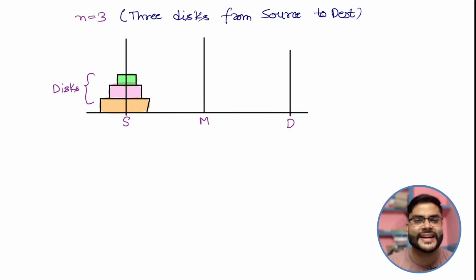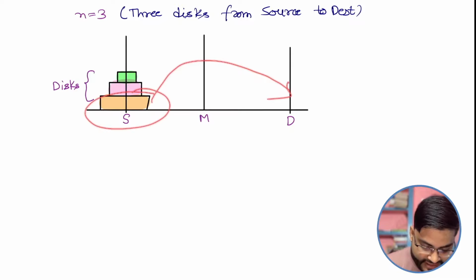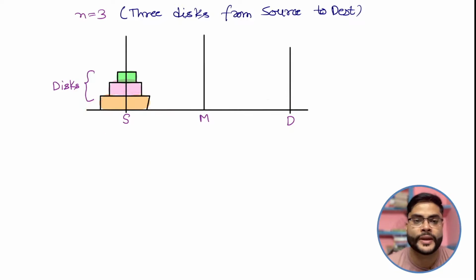Let's understand it with another example. Let's say we have 3 disks. It's a very good example. It will clear all your doubts. If we have 3 disks, and I want to move all my 3 disks in the same manner from source to destination, how can I do that? Let's observe carefully. My goal is to move my heavier disk first to the destination.